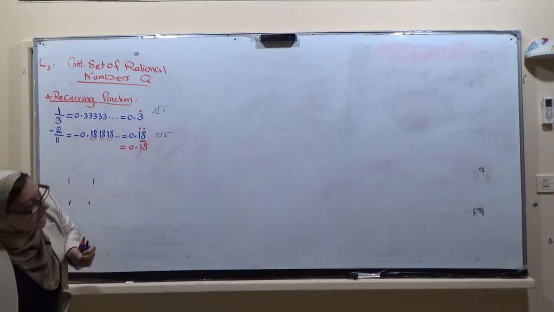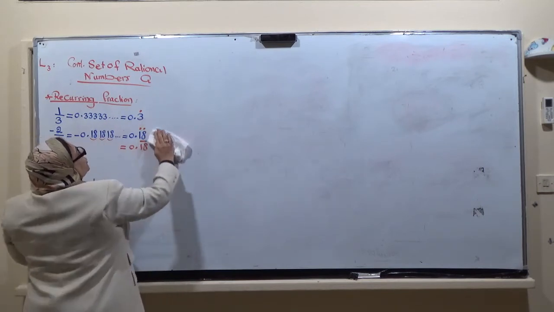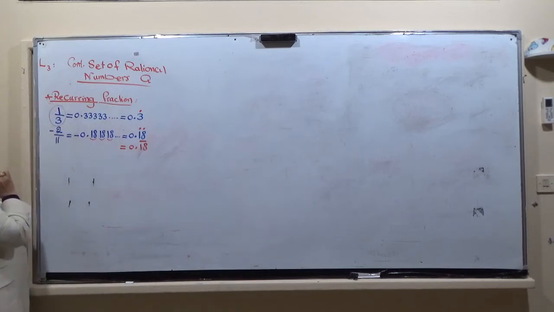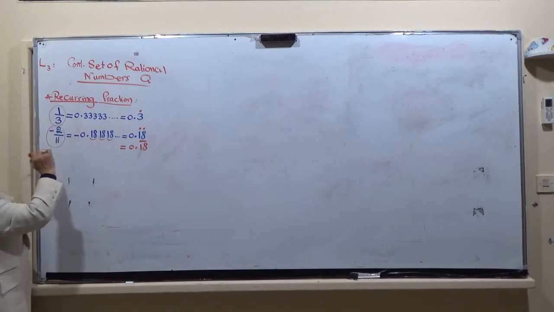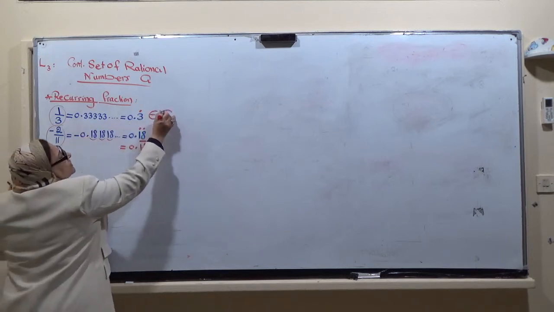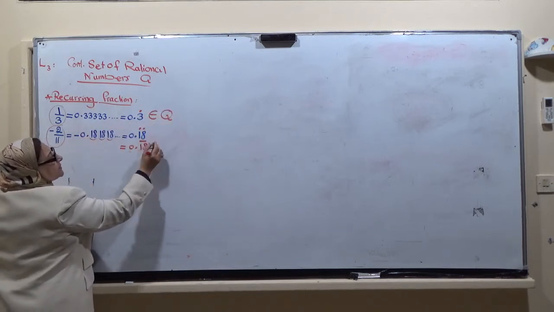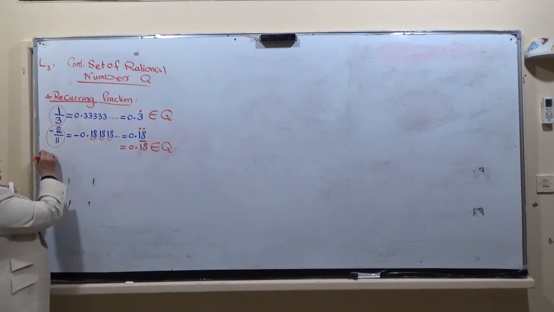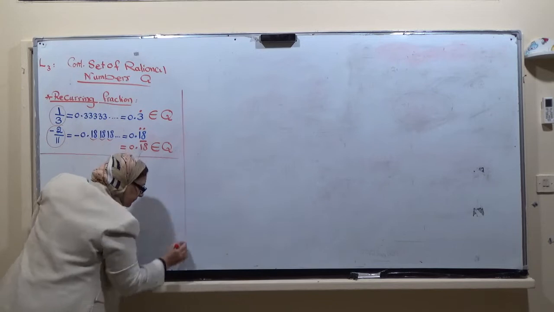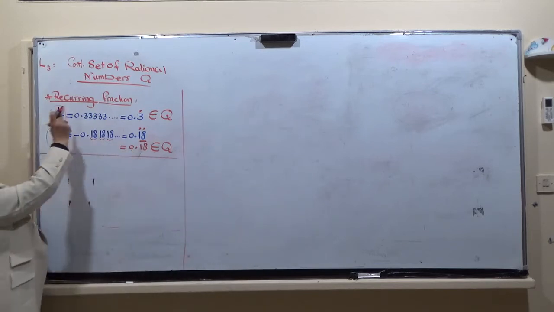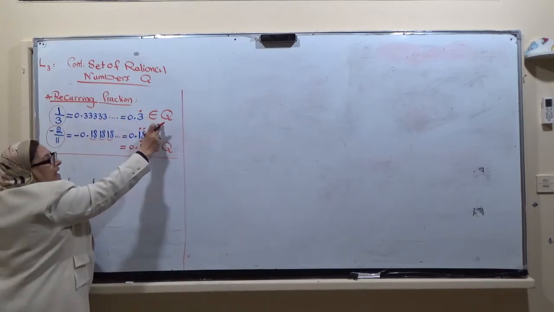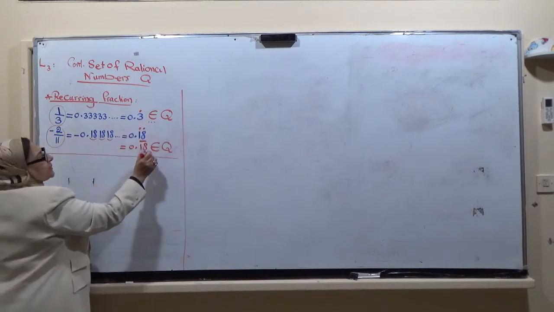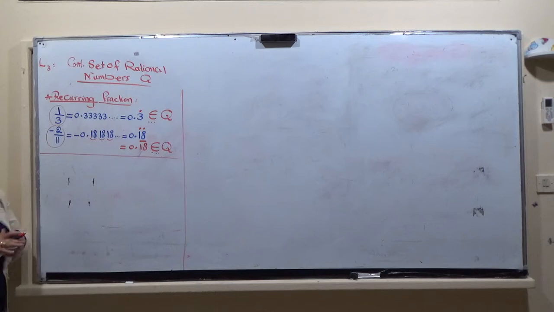This is a fraction. It's rational. Also this is rational. So this belongs to the set of rational numbers. Also this one belongs to the set of rational numbers. So we can say that this fraction can be written as a recurring decimal and it belongs to the set of rational numbers.